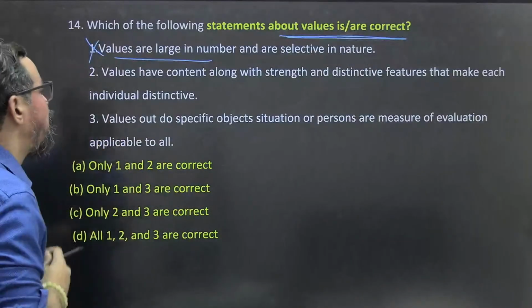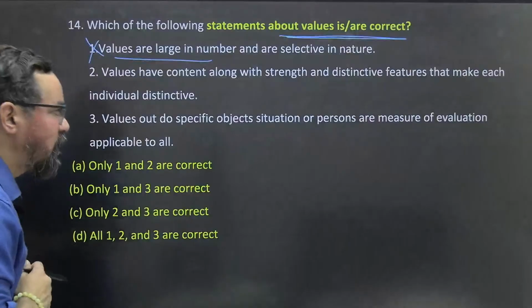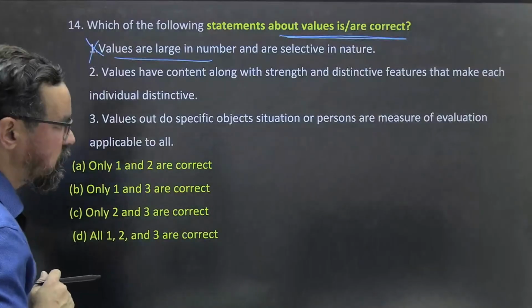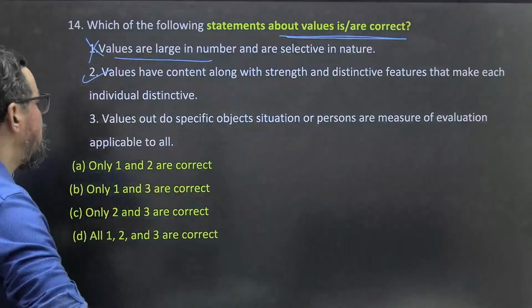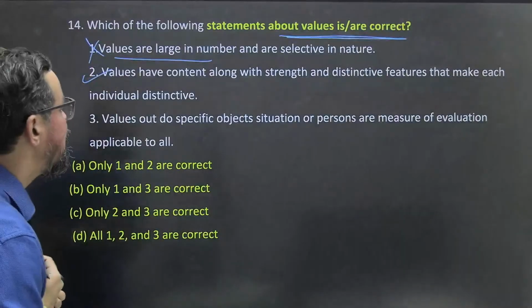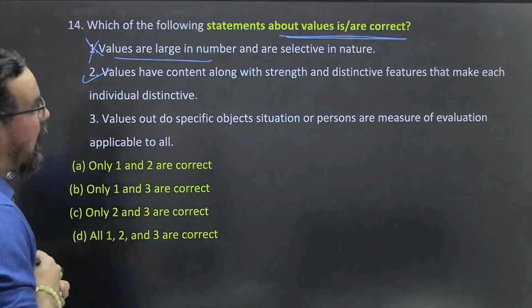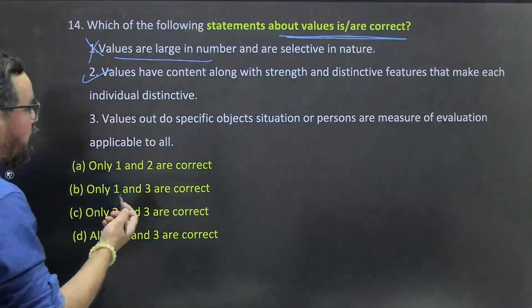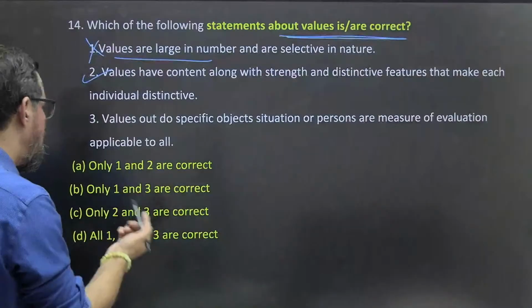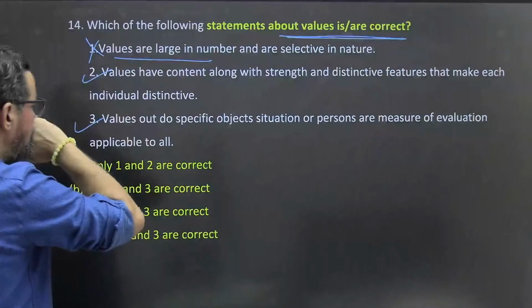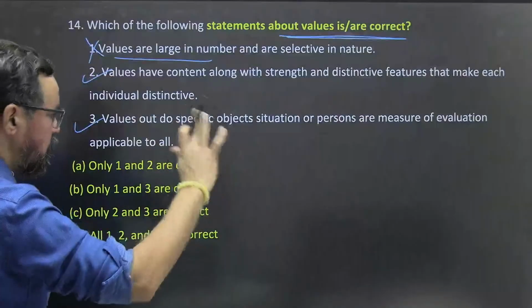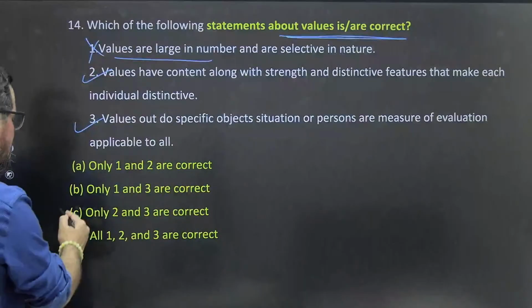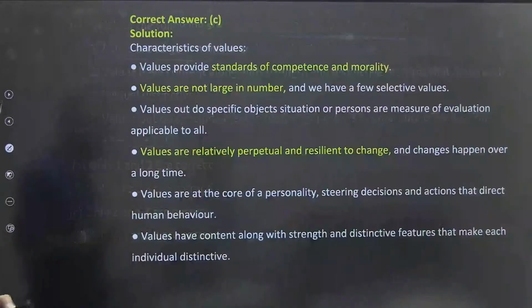Values have content along with strength and distinctive features that make each individual distinctive. Values outdo a specific objective, situation or person, and are a measure of evaluation applicable to all. This is also correct. So statements 2 and 3 are right. C should be the right answer for this particular one.